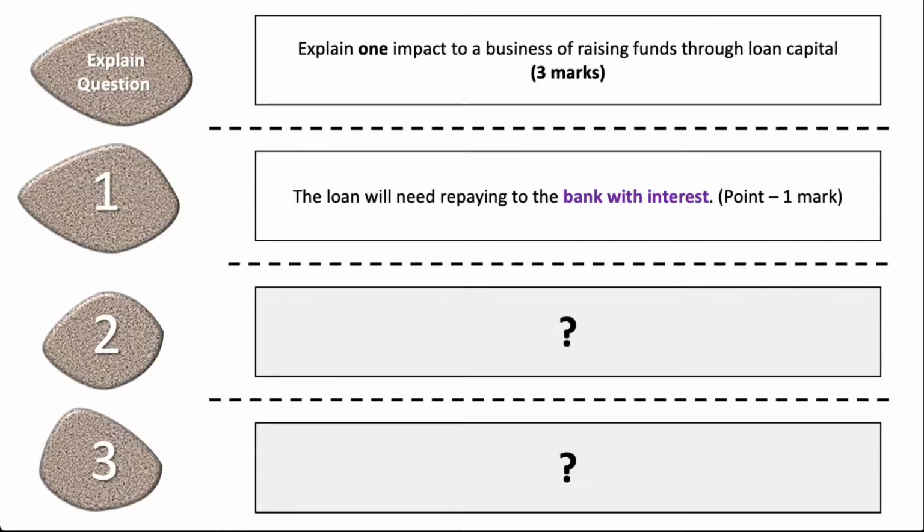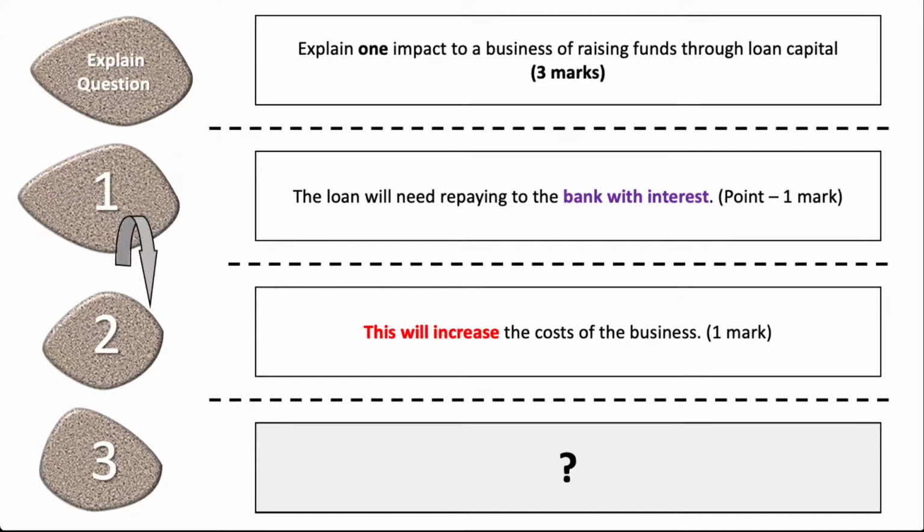Let's have a look at an interconnected strand based on this point. So the loan will need repaying to the bank with interest. This will increase the costs of the business. Kwanda, you said this will mean the business will have to pay more. Let's perhaps be even more specific than that. It's going to mean the costs of the business are going to increase. What does that mean? Or why is that? Why will it increase the cost of the business?